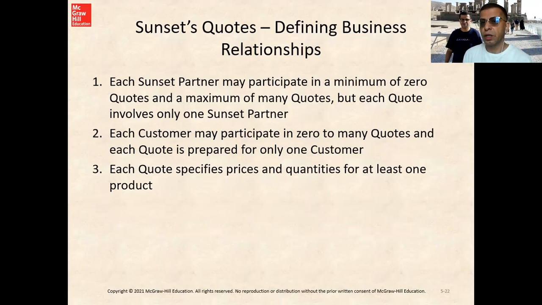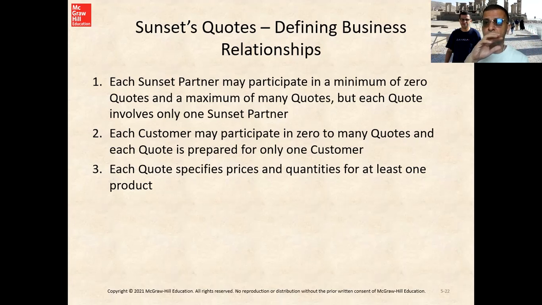So here, we're going to define the business relationship. Each Sunset partner may participate in the rules in a minimum of 0 quotas. They may not want any quotas, or they can have 1,000 quotas, many quotas, or say daily, they can have 2 quotas. You have to put a rule, but each quota involves only one Sunset partner.